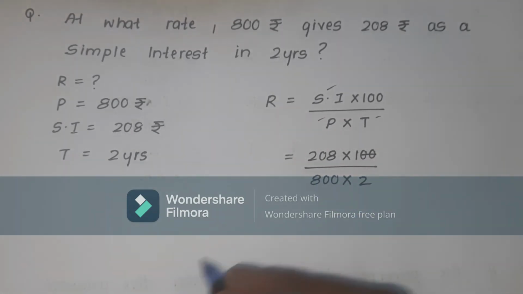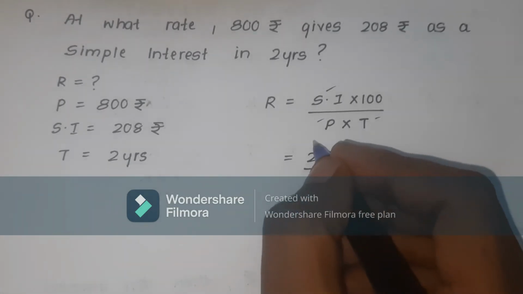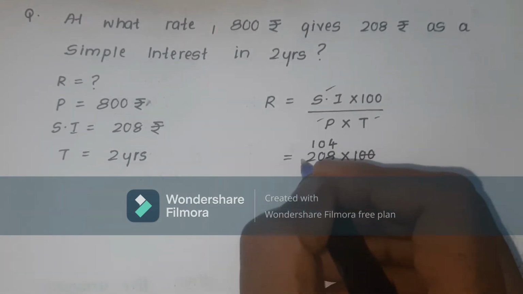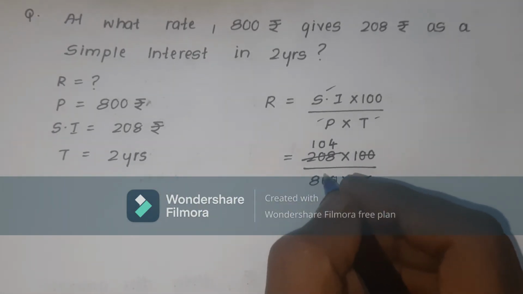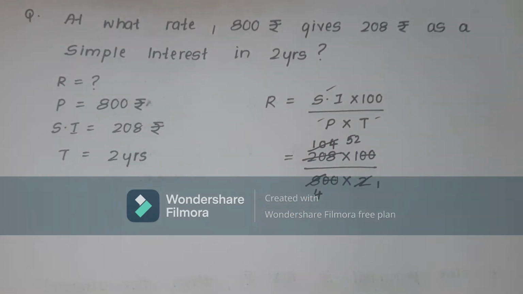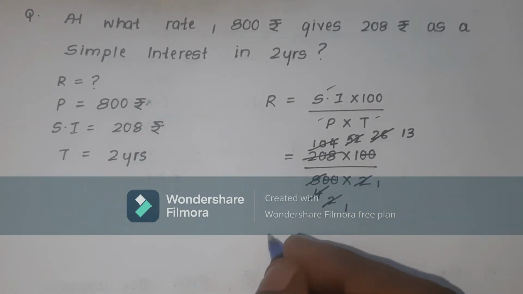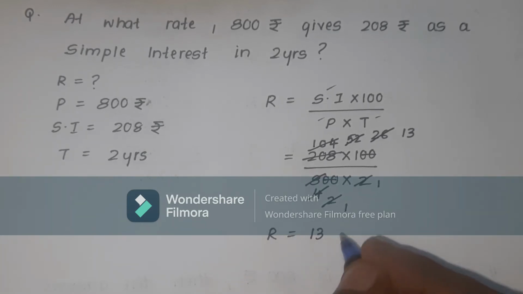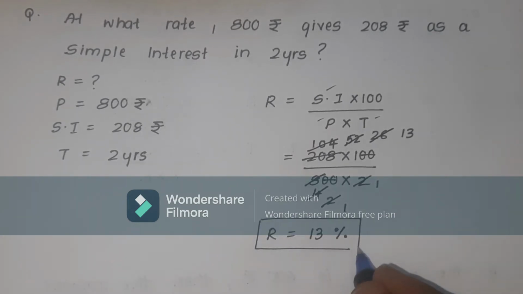Now 2 zeros cancel from the numerator with 2 zeros from the denominator, right? This is how we cancel the zeros. Now student, you can see that we can cancel by 4: 4 twos are 8, and this will be 52, right? 2 twos are, this will be 26. Then 2 ones are, student, and 2 thirteens are 26. This is how I got my final rate, that is 26. So rate has a unit of percentage. So this is my answer for the rate for the respective question, student.